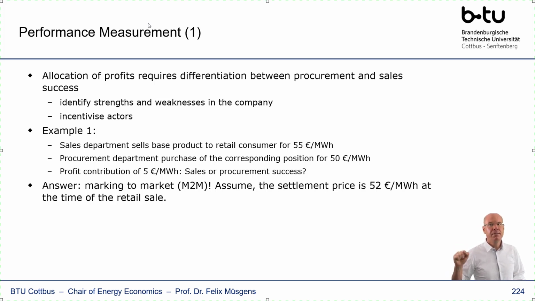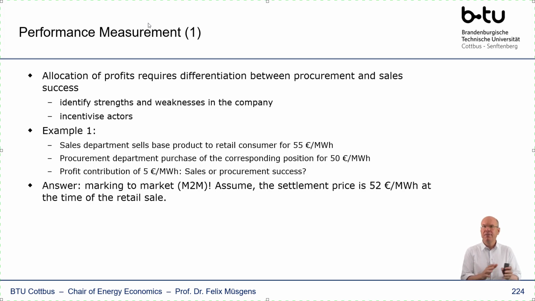At that moment in time, you can observe the wholesale market price. And that is highly relevant. Why? Because the alternative of selling to the retail client would be to sell on the wholesale market. And if here in this example, you could have sold the electricity for 52 euros per megawatt hour on the wholesale market, then obviously selling it for 55 to the retail customer is better. And you can quantify the difference.